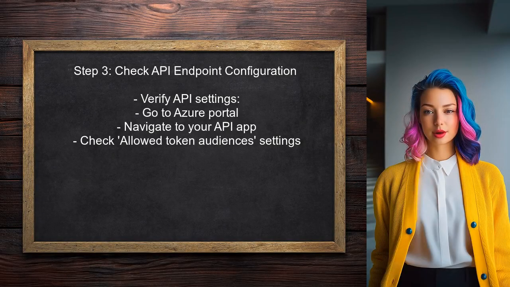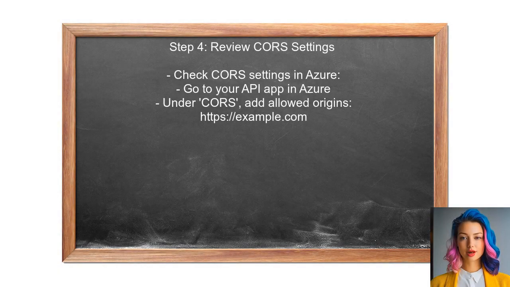After confirming the token permissions, the user should ensure that the API endpoint is correctly configured to accept requests from the application. This includes checking the allowed token audiences. Finally, if the user is still encountering issues, they should review the API's core settings. Ensuring that the domain from which the request is made is allowed can resolve permission errors.